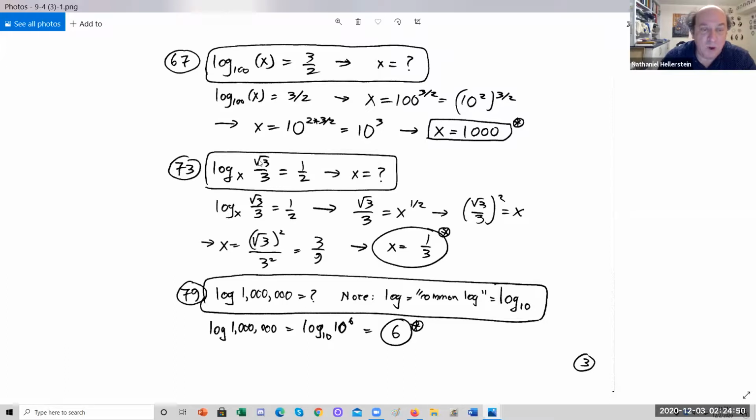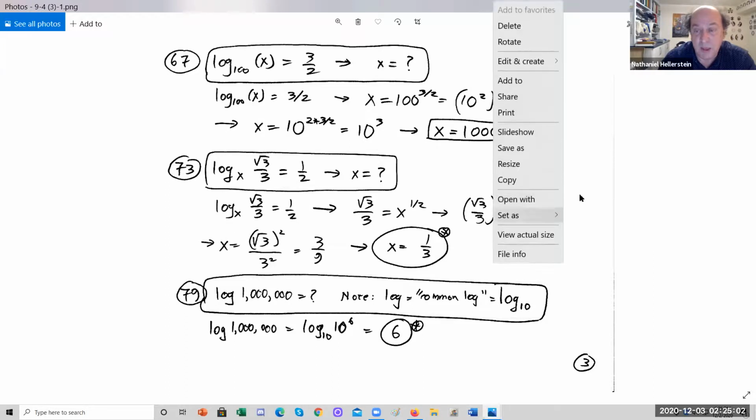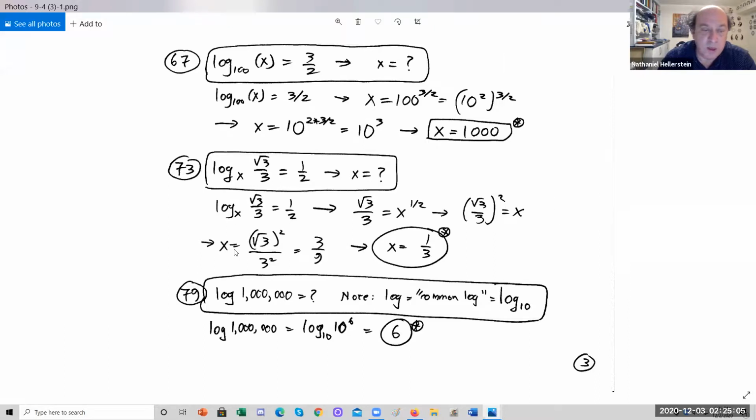Log base x of root 3 over 3 is a half, for what x? All right, so we transpose the logarithm, and it becomes an exponential base x. Root 3 over 3 equals x to the half. Square both sides, so that's x. If you do this squaring, it winds up with 3/9, or 1/3. x is 1/3.